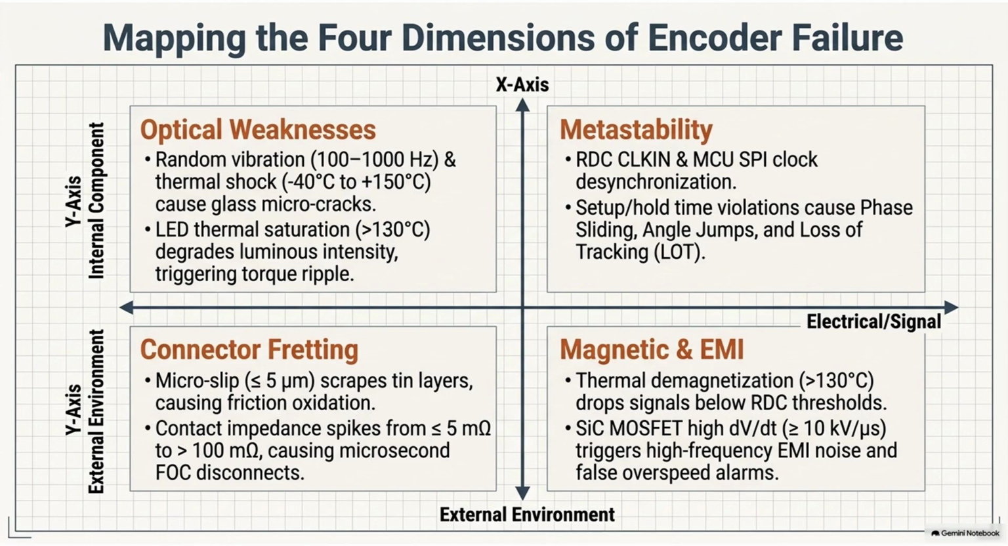Just tiny, tiny movements. And to understand the damage of a 5-micrometer slip, you have to look at the chemistry of the connector. Okay, let's look at it. These pins are typically copper, coated in a protective layer of tin. The microscopic rubbing acts like sandpaper. Yeah, it slowly scrapes off the tin plating, exposing the oxygen-free copper underneath.